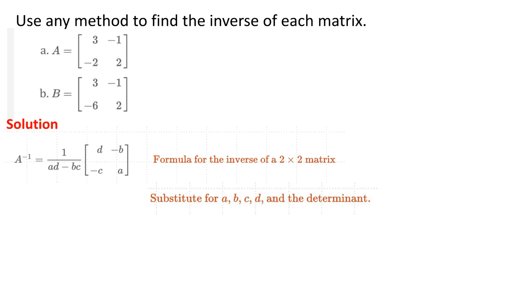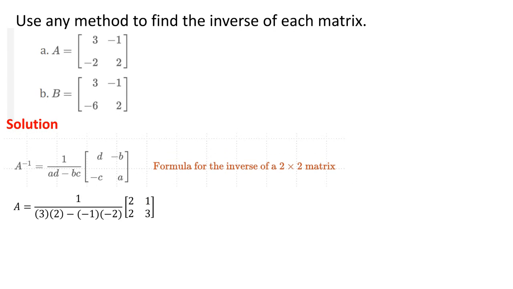Okay, so let's use the formula. I write down the formula, and then we're going to substitute the numbers. Here we have A is 3, so here's my A, and then D is 2. So I multiply those, 3 times 2. And then B is -1 and C is -2, so I'm going to multiply those here.